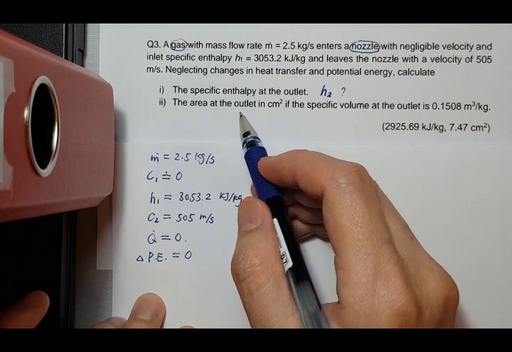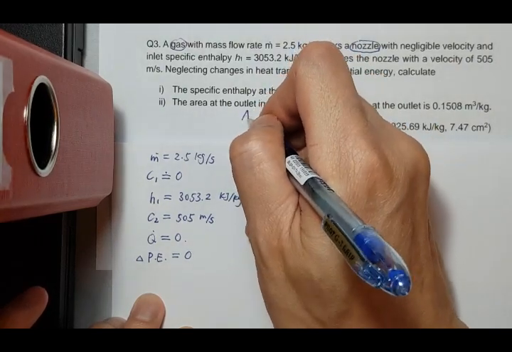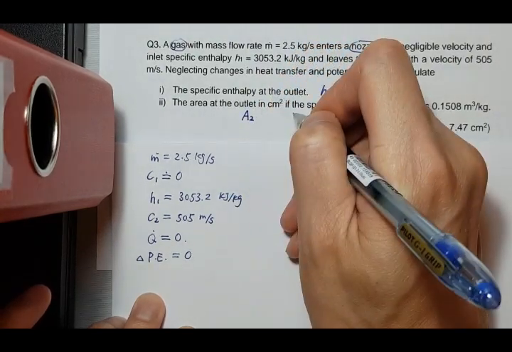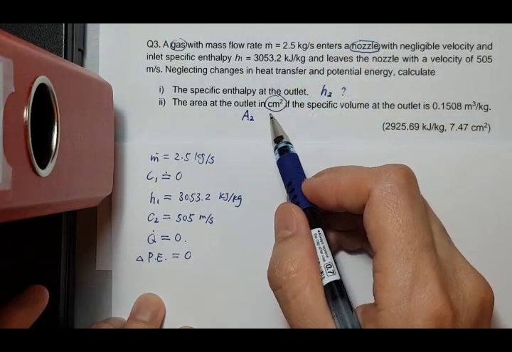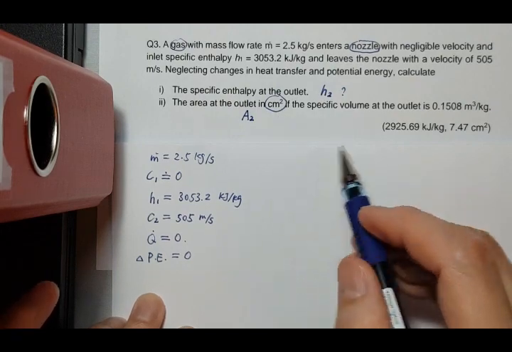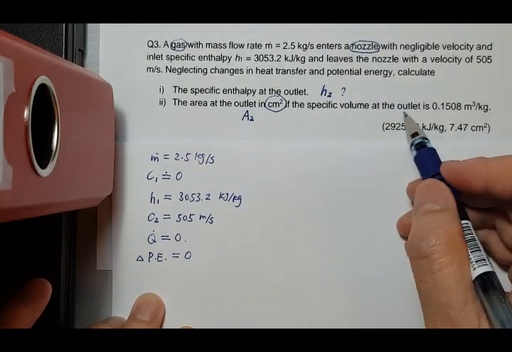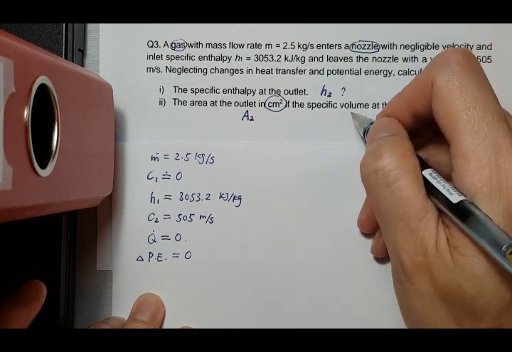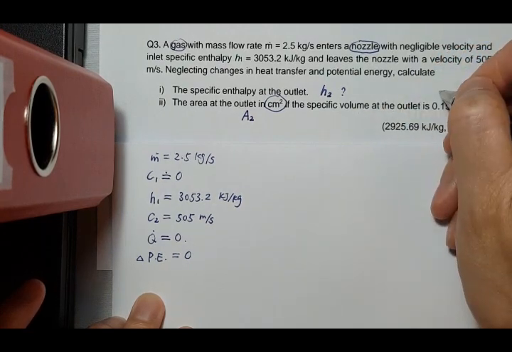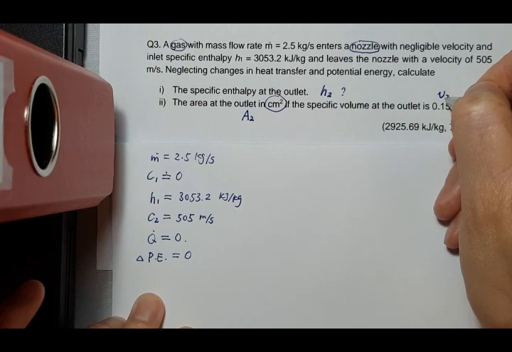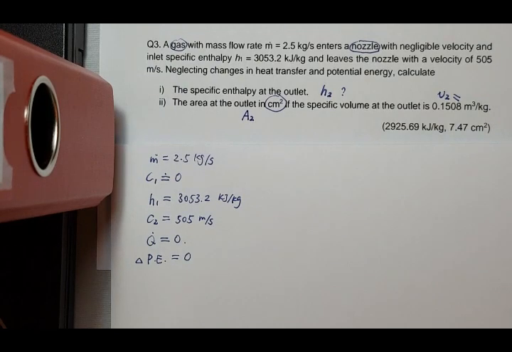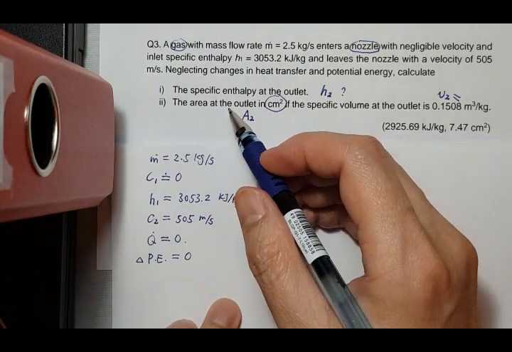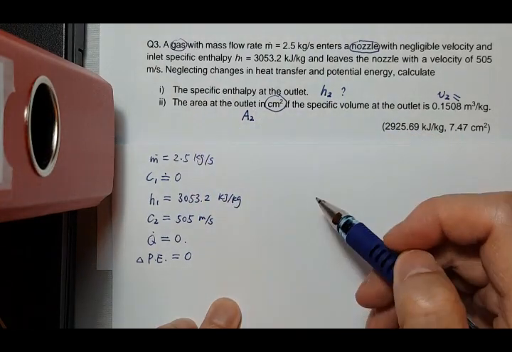And the area at outlet. So you can see here, you need to provide the answer in centimeter squared, if the specific volume at the outlet, again outlet specific volume, so we use V2, if we know that V2. Okay, so we're going to solve the first one, H2.